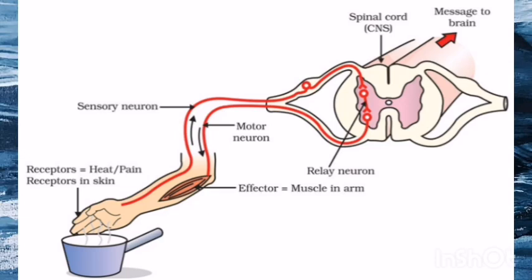Example: receptor, skin, detects heat, then the sensory neuron carries the signal to the spinal cord, then the relay neuron processes it, then the motor neuron carries the response to the effector, arm muscle, then the hand pulls back. Only after the action do you register the pain in your brain. This saves you from a serious burn.